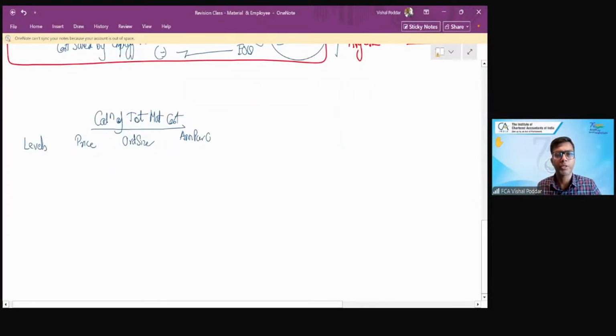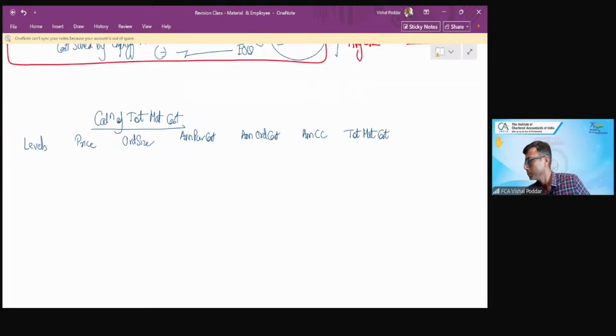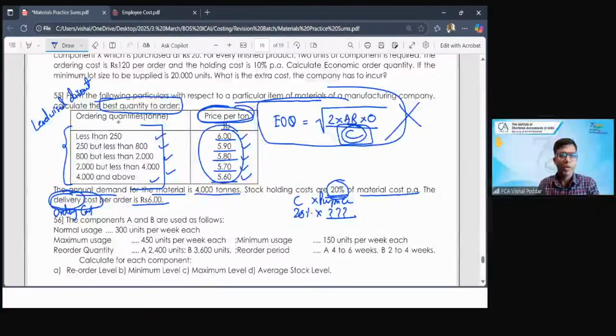So annual purchase, annual ordering, annual carrying, total material. Fine. Is this clear to all students? Now, here I want your help.